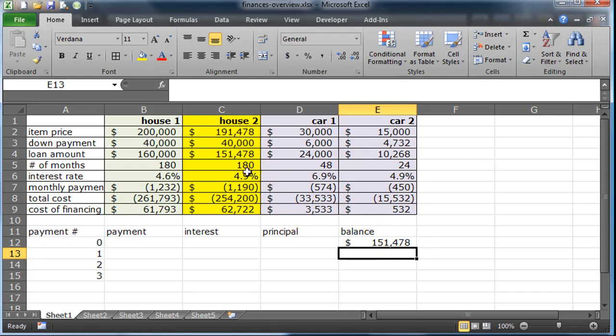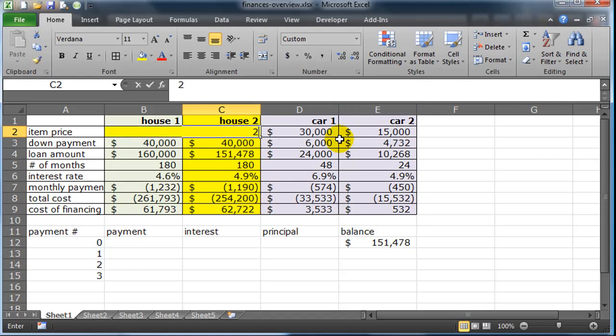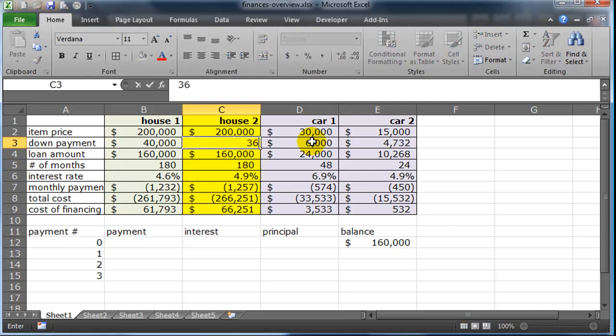There we go. The nice thing about this is if I change things, so if the house is back up to 200,000 and my down payment is, let's say, 36,000, as my loan amount changes, my monthly payment changes, my amortization table is also getting updated.